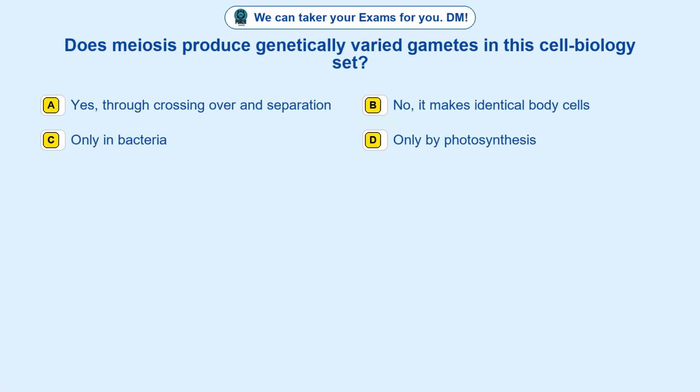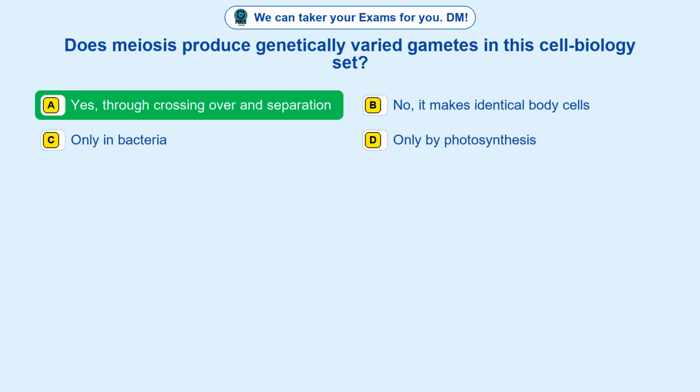Question 16. Does meiosis produce genetically varied gametes in this cell biology set? Option A. Yes, through crossing over and separation. Option B. No, it makes identical body cells. Option C. Only in bacteria. Option D. Only by photosynthesis.